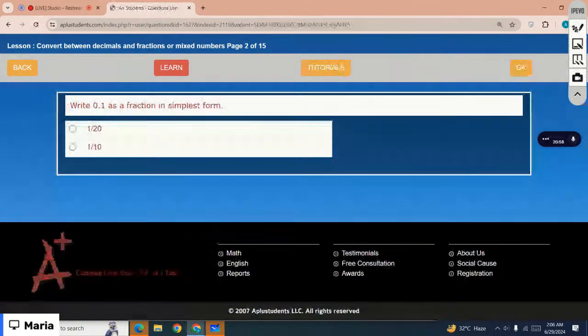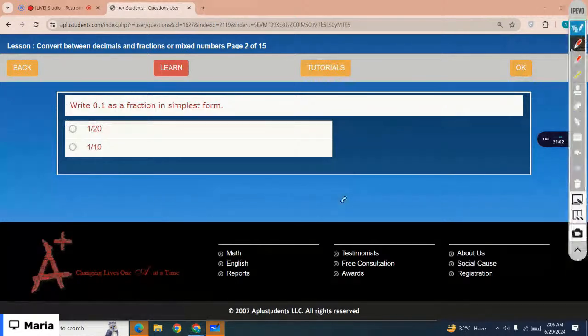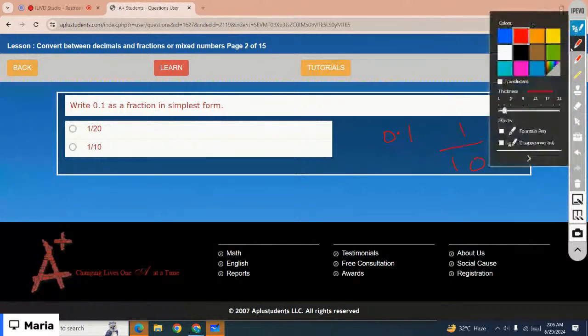Okay. The next one is write 0.1 as a fraction in simplest form. So you need to write it in fraction form, right? So remove the decimal point. When you remove the decimal point, you need to add 1. And after the decimal point, you have only one digit, so you need to add 0. So that is 1 over 10. The correct option is option number 2, that is 1 by 10. Got it?